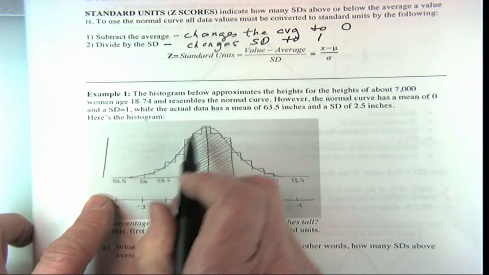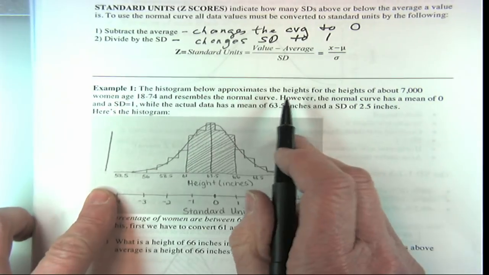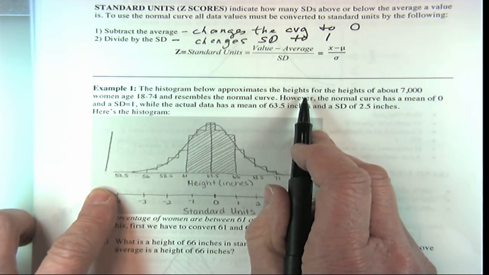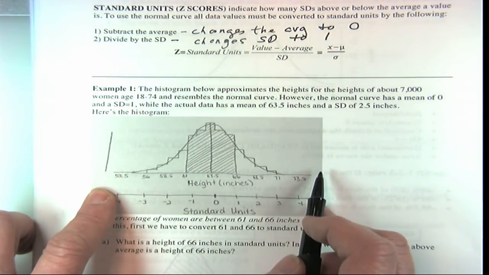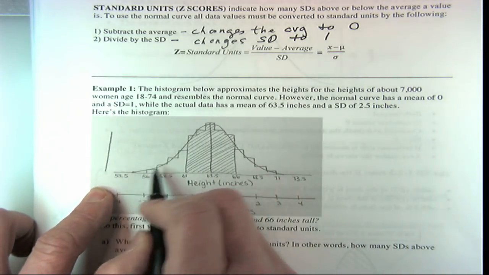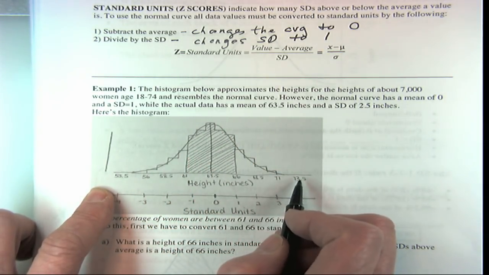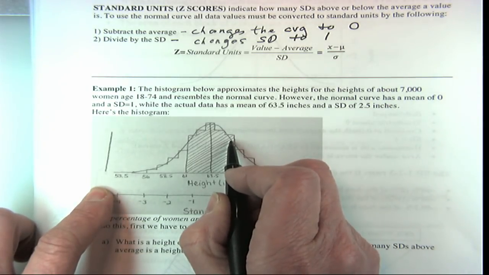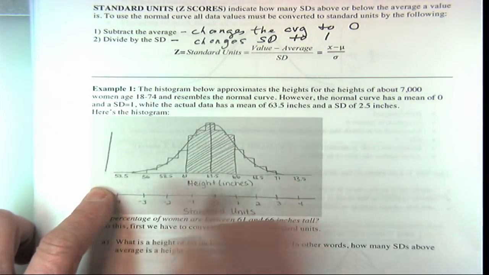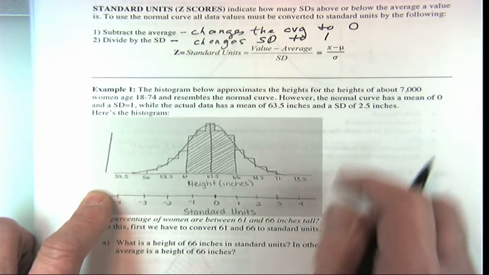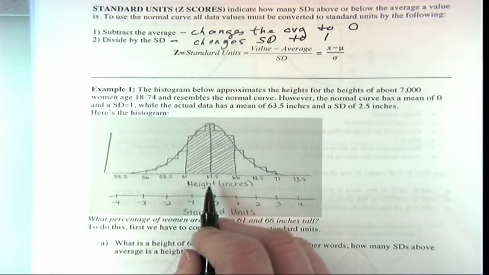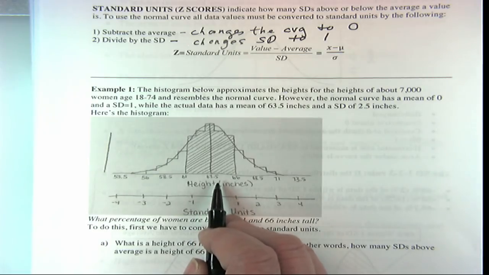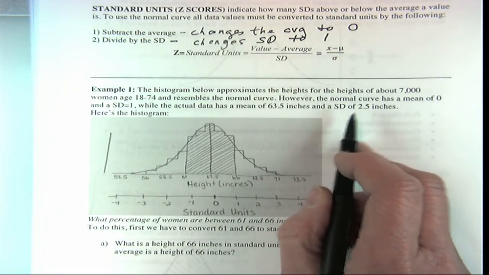Now we can see it here. This jagged thing is a histogram, right? The histogram below approximates the heights for about 7,000 women, age 18 to 74, and looks like the normal curve. If you superimpose a normal curve above it, you see it's a good approximation. It's a little underestimate there, and a little bit of an overestimate there, and it's a smoothed out version of that. But the normal curve has a mean of 0 and a standard deviation of 1. This actual data has a mean for women of 5'3½", and the standard deviation was 2.5.